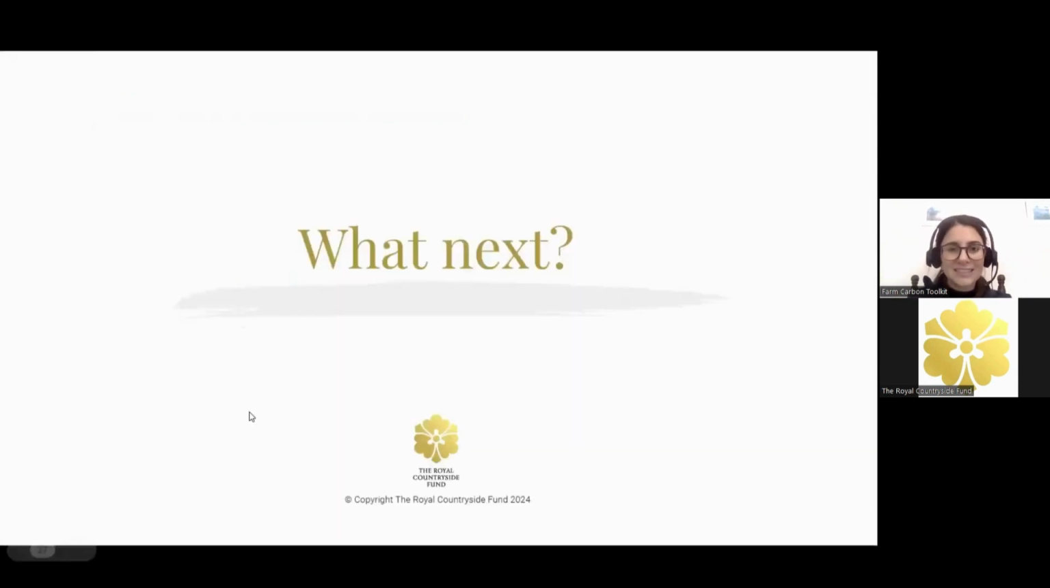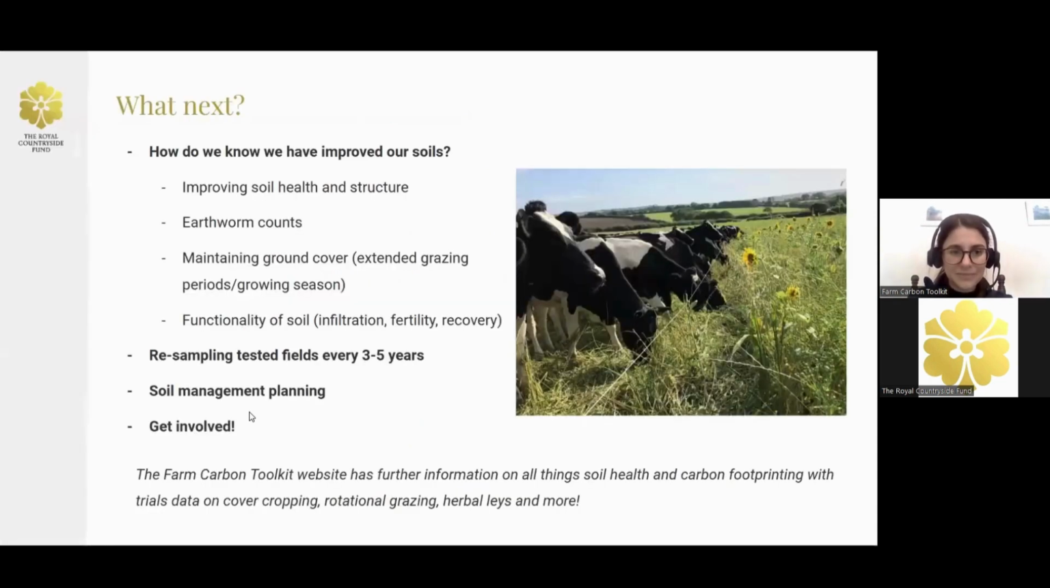So with all of that, what is next? I think it's always really important that when we are measuring and monitoring something, we ask: how do we know if we've actually improved our soils? The biggest indicator we can have is our improving soil health and structure. So those tests that we've talked about earlier, our earthworm tests, our VEST scoring, our aggregate stability, are those metrics improving? Are we managing to maintain those metrics in tricky years, or are we potentially seeing that build of fertility within our system? If we're doing any lab tests, is our organic matter or organic carbon increasing?